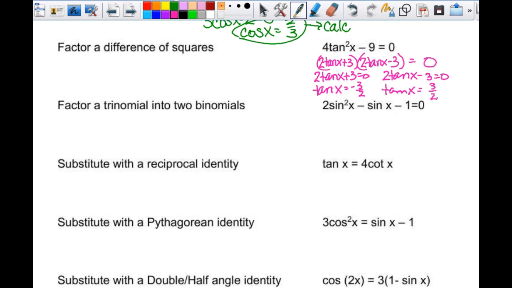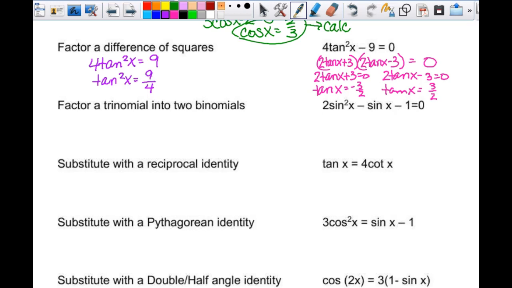Another way to solve that is square root. Now, can I just take the square root of both sides and be done with it? By the way, it looks right there. I just take the square root of both sides. Does that work that way? No. But can I get the tangent squared x by itself? So I could get 4 tangent squared x equals 9. And then tangent squared x equals 9/4.